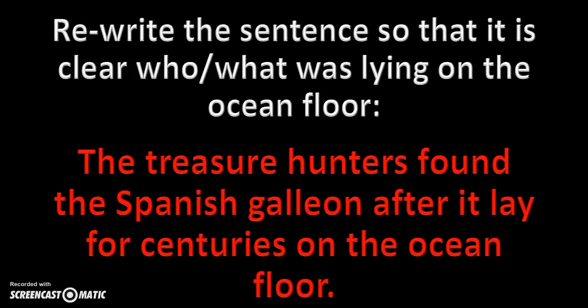Here is one way to do it. We take the treasure hunters and move them to the beginning of the sentence. Now, treasure hunters are the true subject of the sentence. They're the ones doing the finding. So, if we put them next to the verb there, it's going to clear it right up. The treasure hunters found the Spanish galleon after it lay for centuries on the ocean floor. It, the pronoun it, makes it also clear that it is a Spanish galleon, not people, treasure hunters, lying on the floor, the ocean floor.